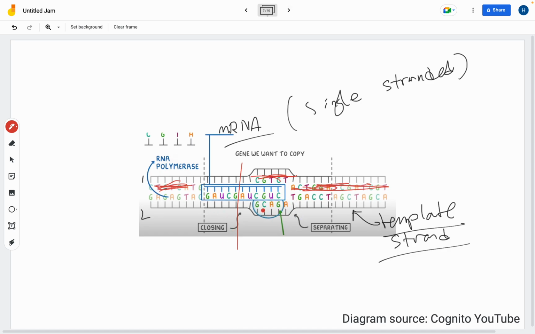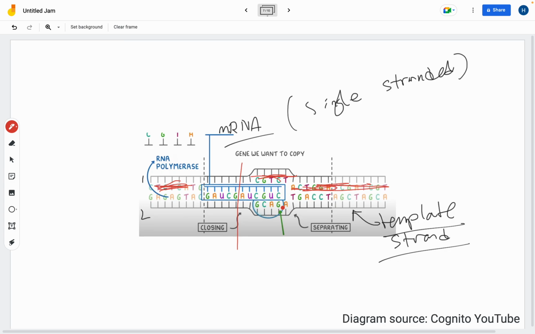It's going to separate. The important thing about this RNA polymerase is it separates the DNA strands right in front of it, and it closes it just behind it, so that only a small section of the DNA is ever exposed. The two strands of DNA separate just ahead of the RNA polymerase and close just behind it once it passes. This ensures only a small portion of the DNA will ever be exposed.